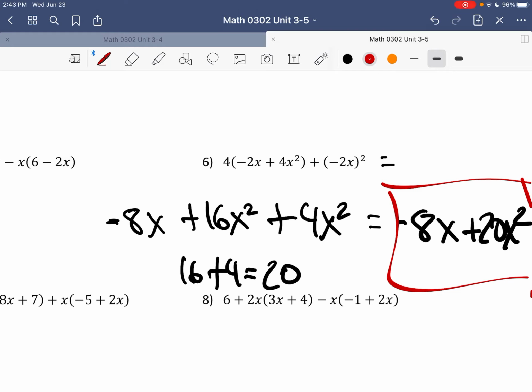And this is the video for Unit 3-5, simplifying expressions.